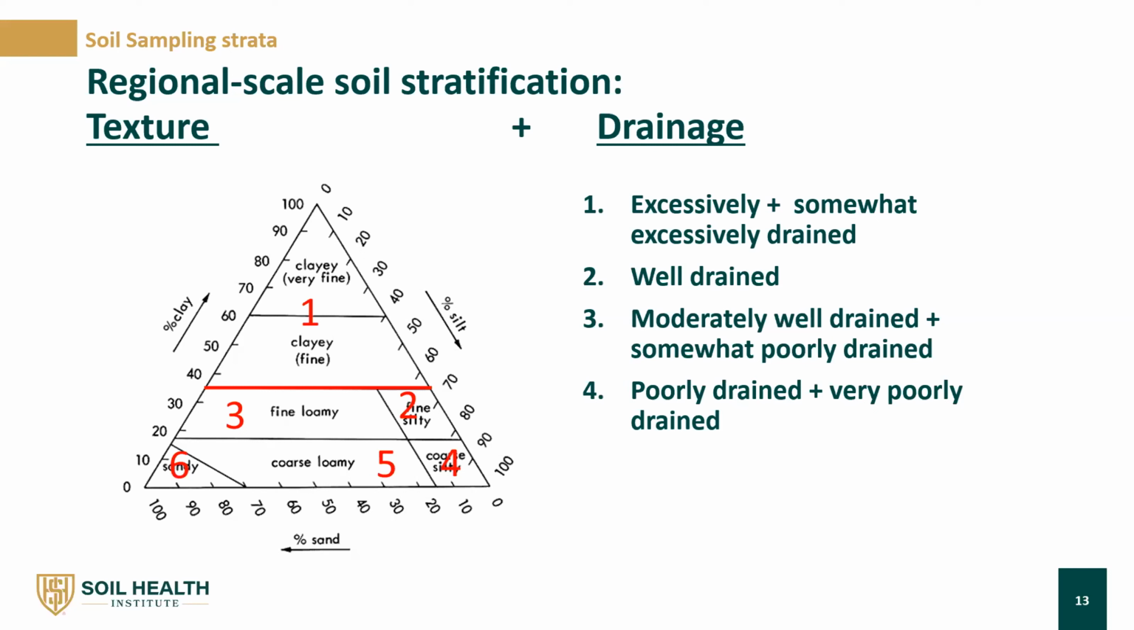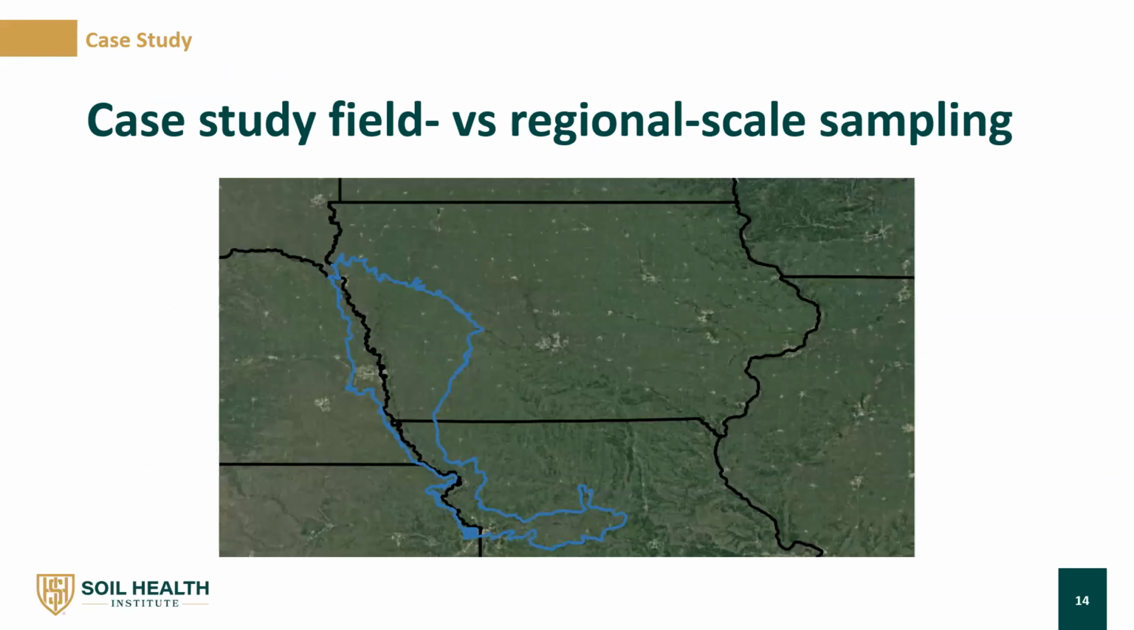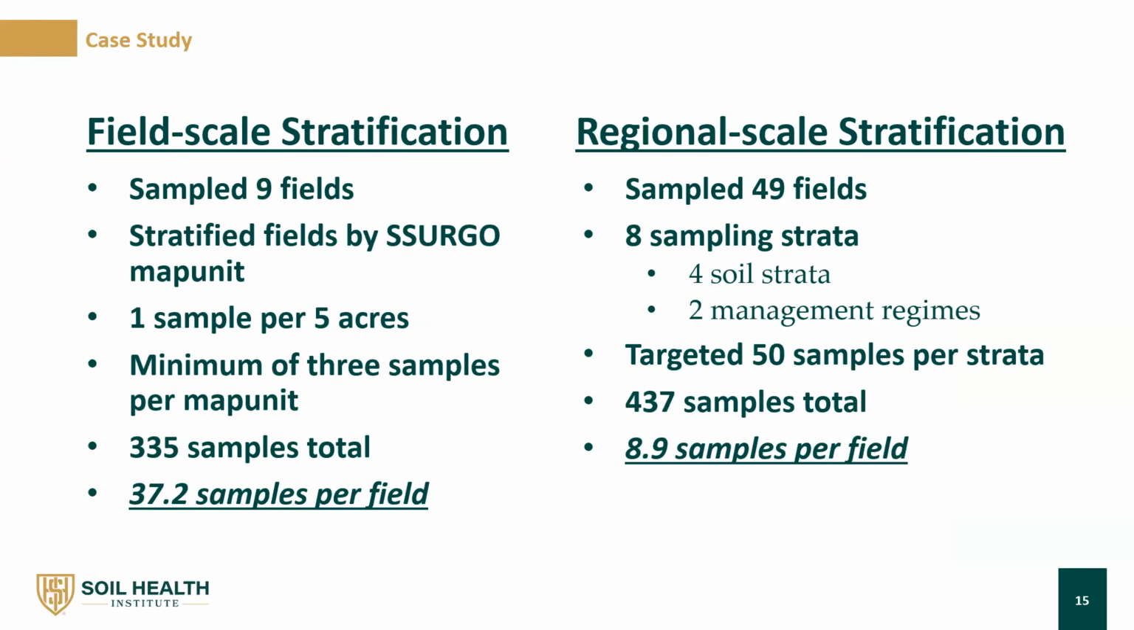And these are all based off of USDA soil survey data. And so we have 6x4, so 24 different strata within a region. So to test and compare these two strategies, in conjunction with Truterra, we ran a case study in the region outlined in blue here. This is the major land resource area 107B, which occupies a good portion of Western Iowa.